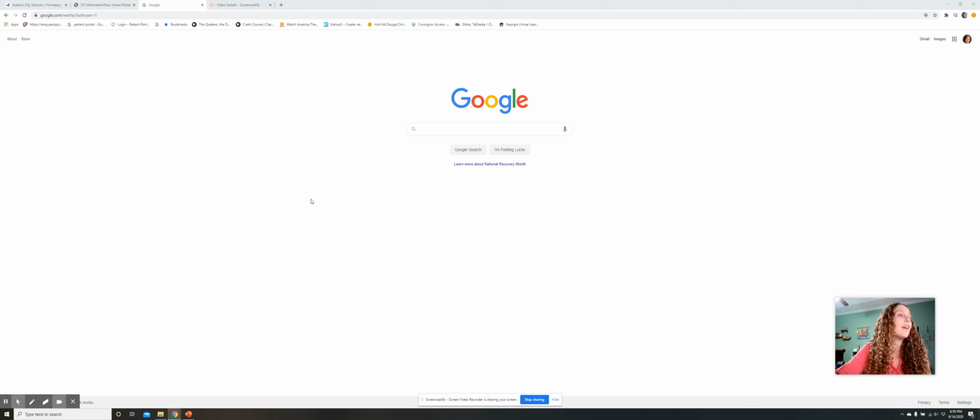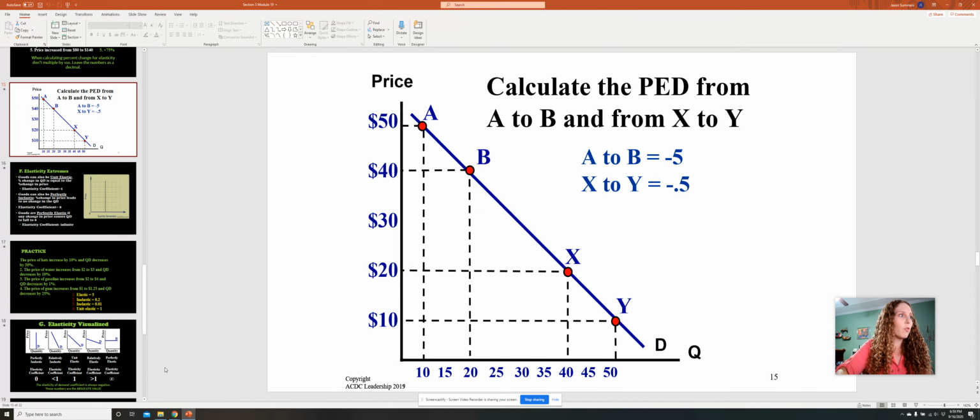Well, here we are again, and what we're going to be looking at now is the rest of modules 10 and 11. I've combined 10 and 11 here on price elasticity of demand. So I'm going to pick up from where we left off at the end of last time we were together. We had practiced finding the price elasticity of demand in this particular example.